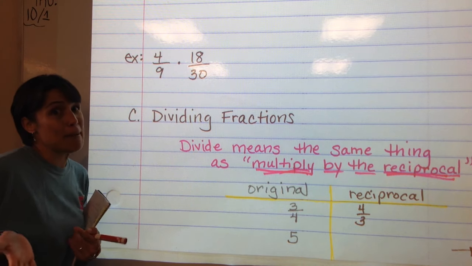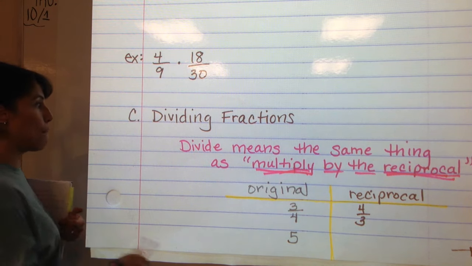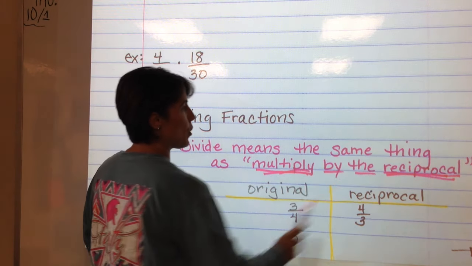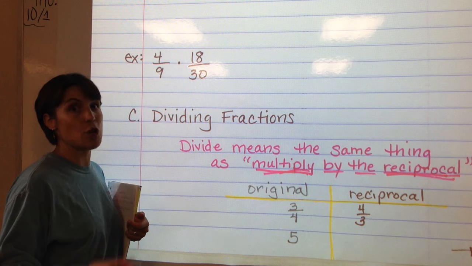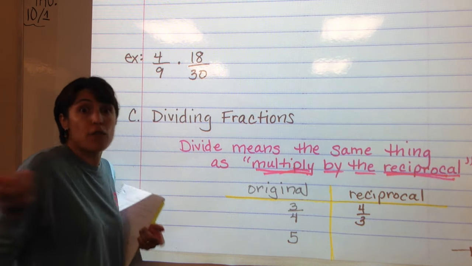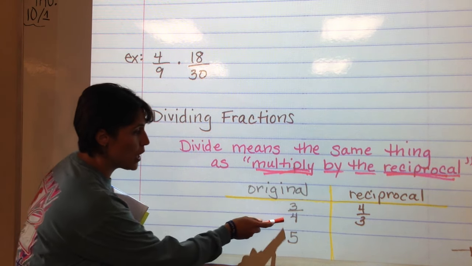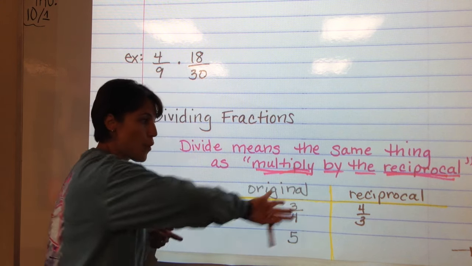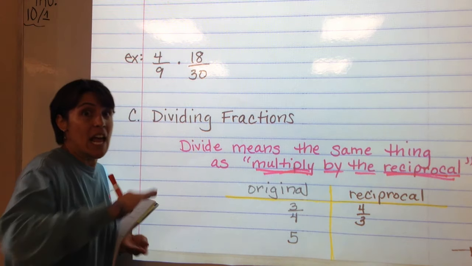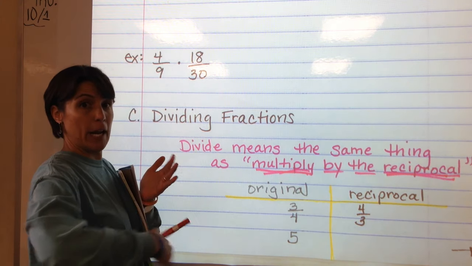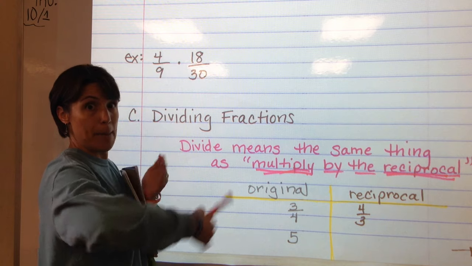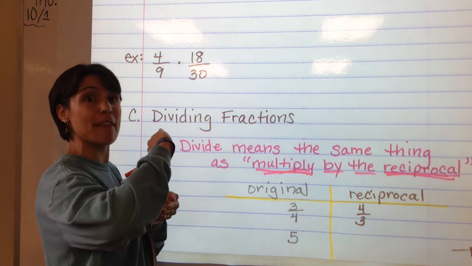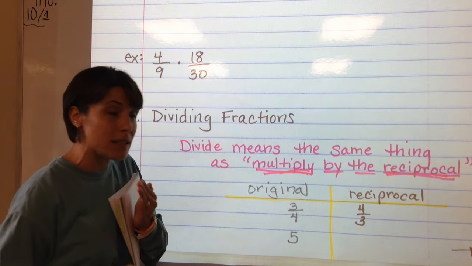While we're on this topic, we might as well do dividing fractions as well. Divide means the same thing as multiply by the reciprocal. To divide by a fraction, you must multiply by the reciprocal. First of all, what is a reciprocal? Well, here's an original number, 3/4. Its reciprocal is 4/3. So what does reciprocal mean? Exchange the numerator with the denominator. Flip them, top and bottom. They go stand on their head, upside down, whatever. The numerator and the denominator switch places.